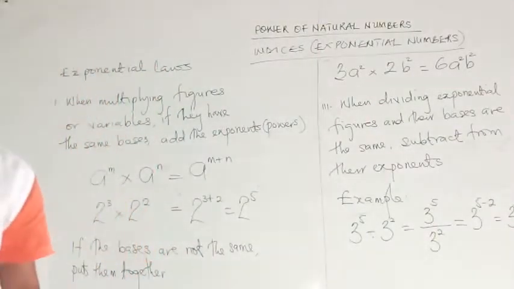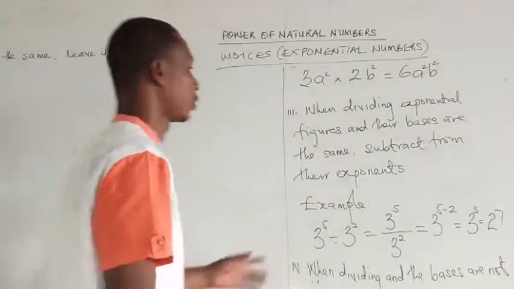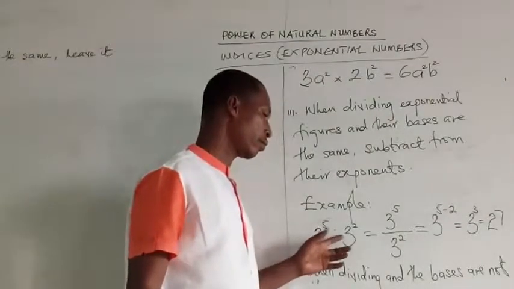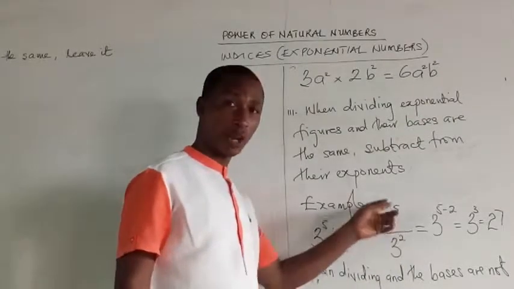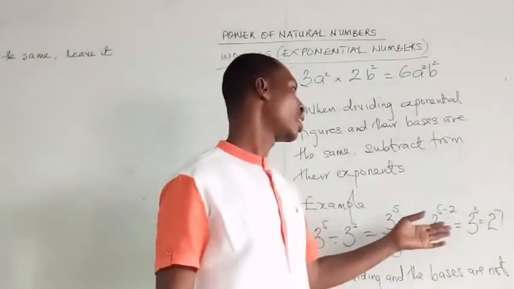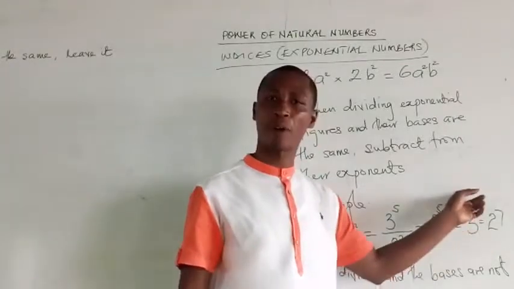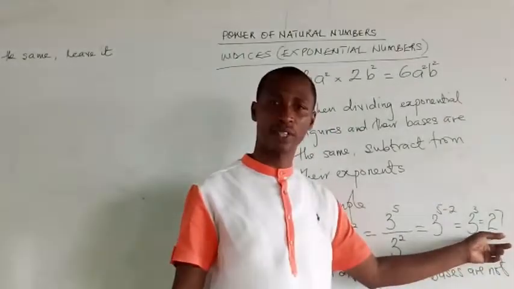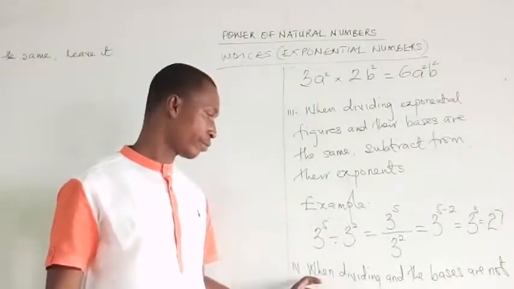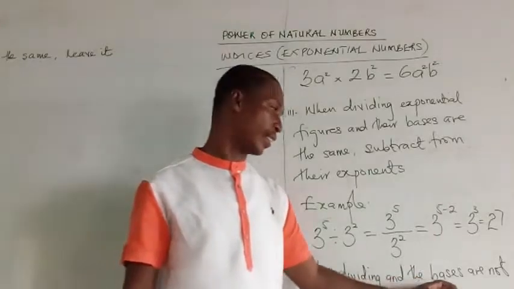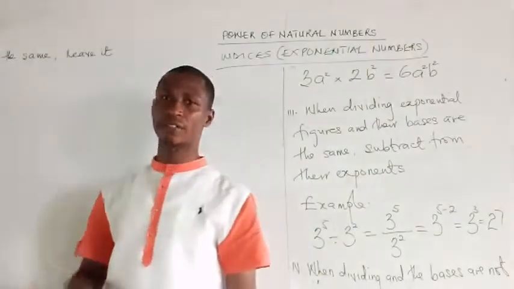So we clearly see that when we divide 3 to the power 5 by 3 to the power 2, it is equivalent to 3 to the power 5 minus 2 from the initial explanation. And that is 3 to the power 3, which is the same as 27. Then we come down here to say that when dividing and the bases are not the same, leave it.